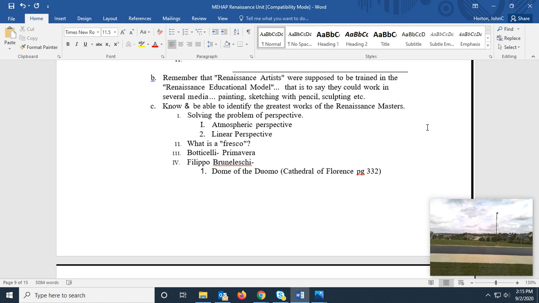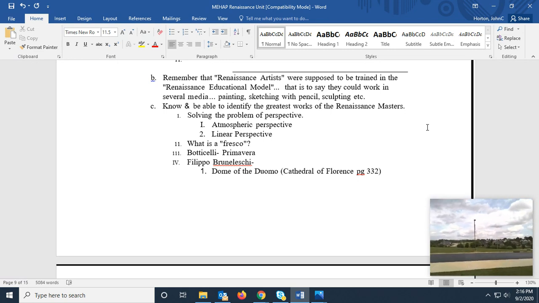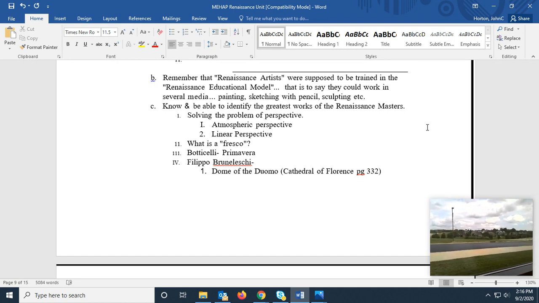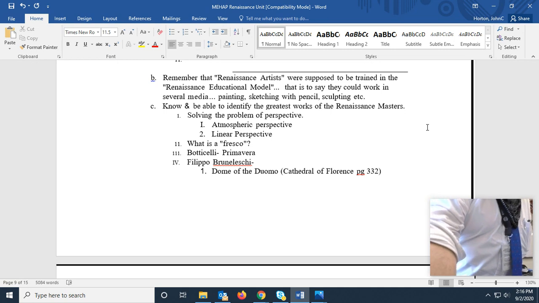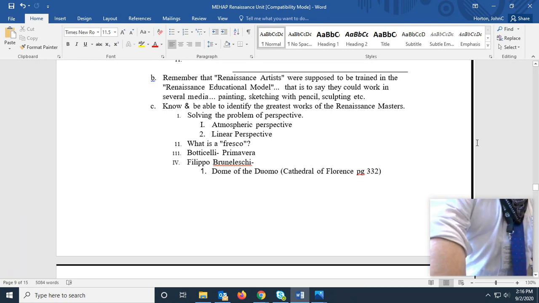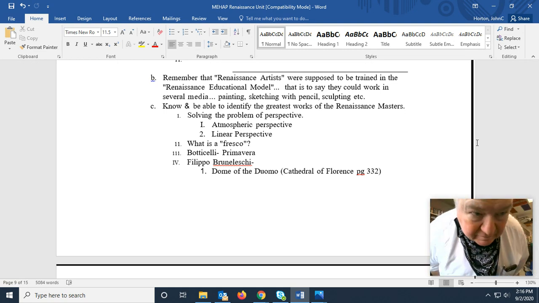Look at the trees. Now you know those trees have leaves, don't you? Can you see the leaves individually? Can you pick them out individually? Answer, no. What the Renaissance artist was able to master then was that illusion.